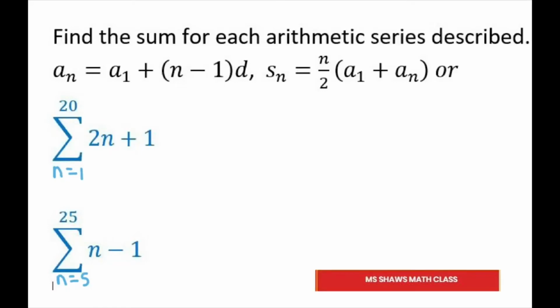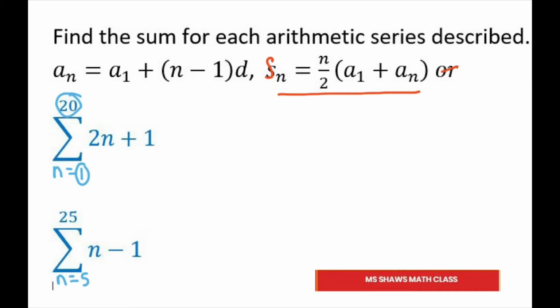Hi everyone, we're going to find the sum for each arithmetic series described using our sum formula here. Let's make that a bigger S. And so basically just reminding you, summation notation is we're starting with 1 and going to 20. So basically that means we have 20 terms.